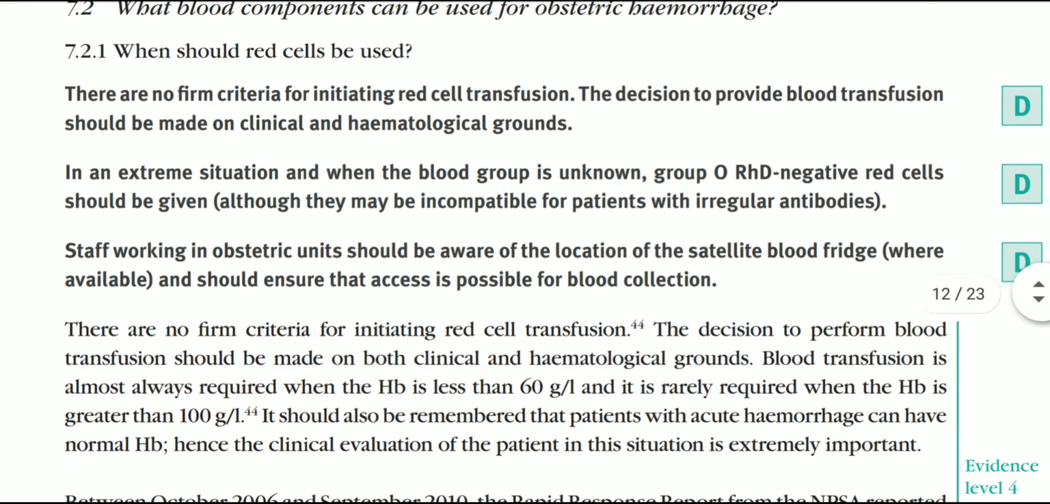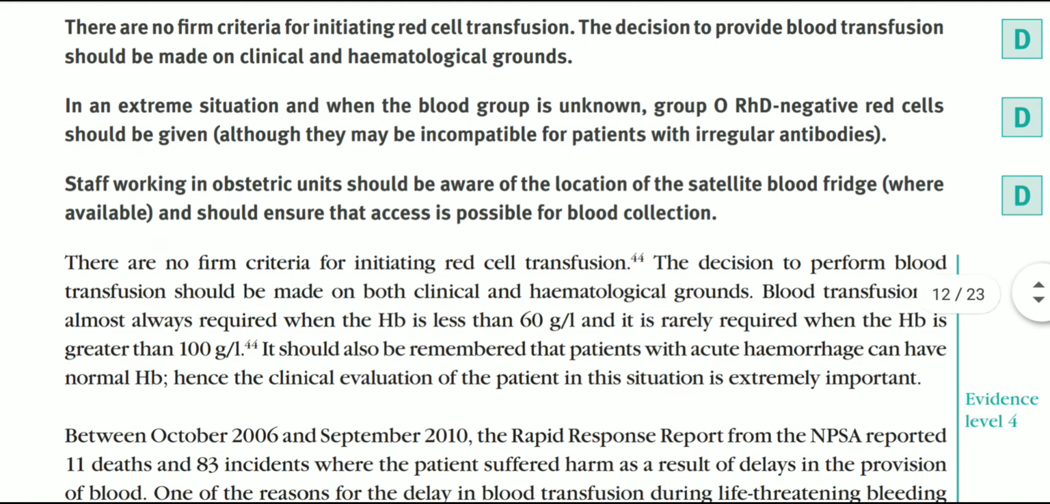Now the importance of the satellite blood fridge is written. Staff working in the obstetric unit should be aware of the location of the satellite blood fridge where available and should ensure that access is possible for blood collection. The indication for blood transfusion is written. I think we should read this paragraph.